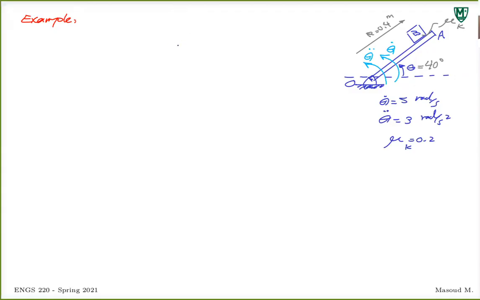So the problem statement goes as: the 100 kilogram block B slides along the rotating bar AO. Right? We know mu k. I'm not going to write this. I gave you all the information.